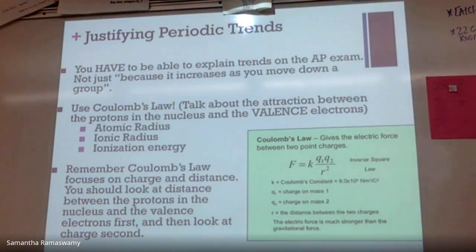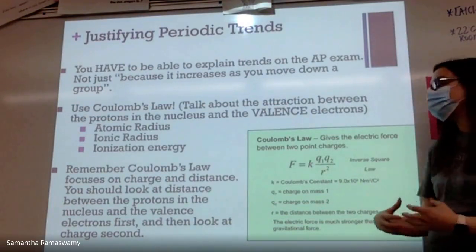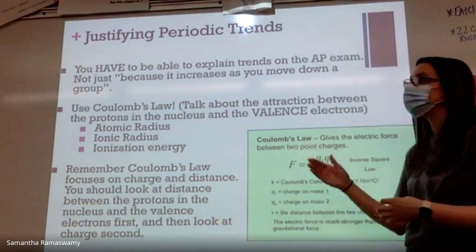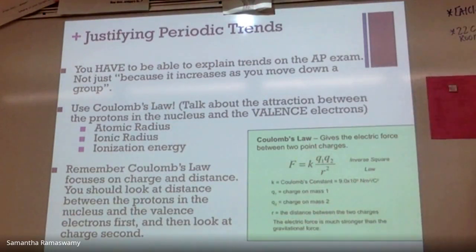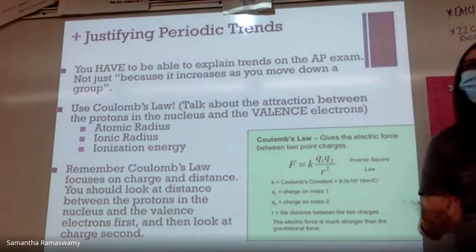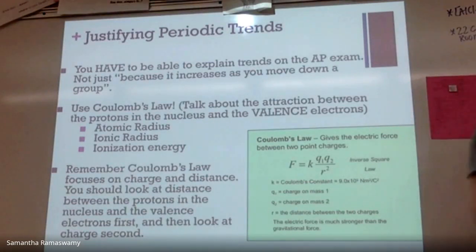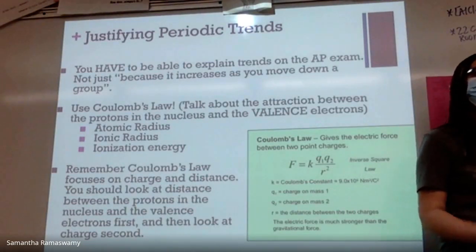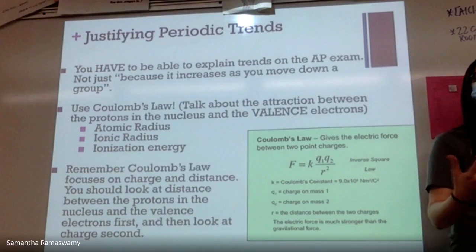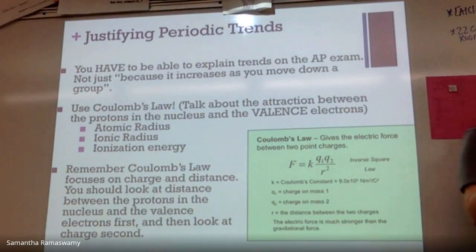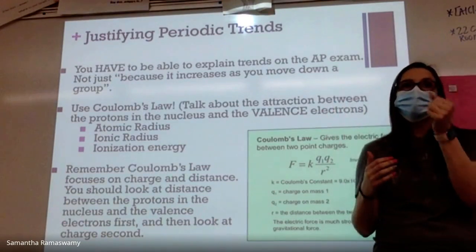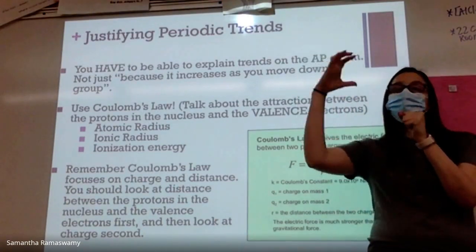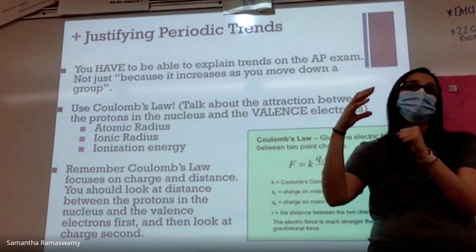In the case of periodic trends, when we talk about charge, we're talking about the protons in the nucleus and how they're attracting the valence electrons. Magnesium has an additional proton in the nucleus. It has a higher atomic number, which means magnesium will have a stronger attraction to the valence electrons. Magnesium's nucleus will have a stronger attraction to the valence electrons.